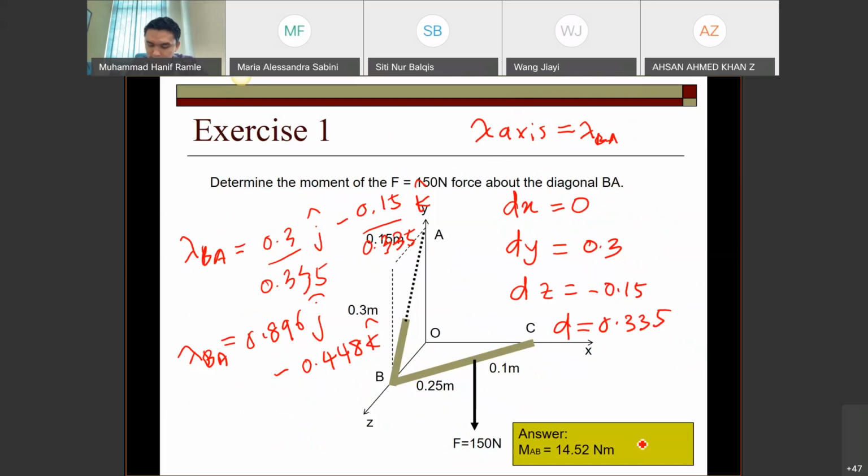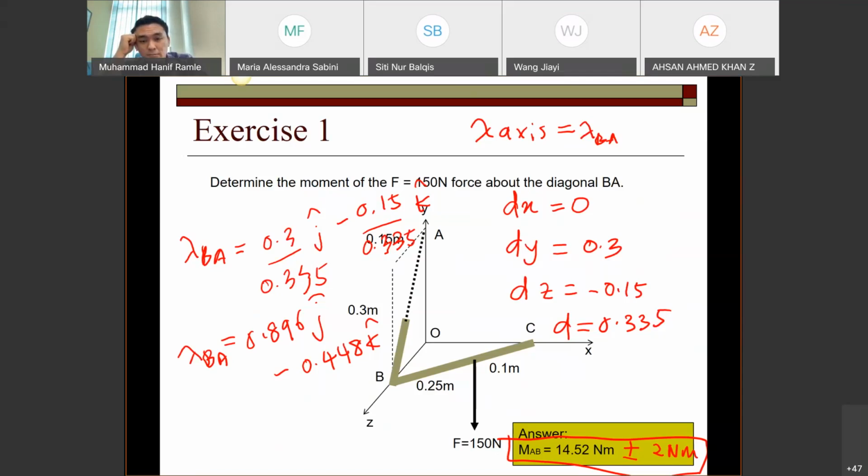Let's say the answer given is 14.52 Newton meter. I will put plus or minus maybe 2 Newton meter. So if the student gets an answer within this range, then I will accept it. And if the solution that you write on the paper is correct, then I will accept the answer.